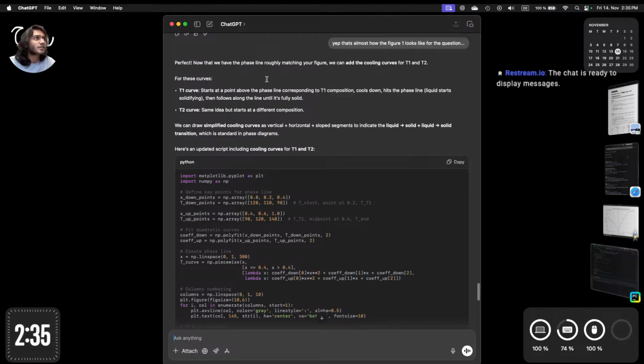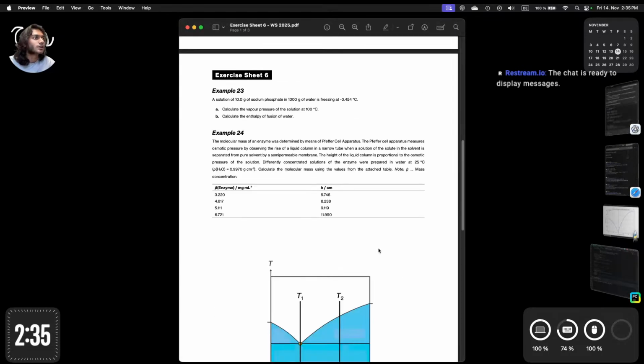Perfect. Now we have the face matching your figure. Okay, the T2 curve.